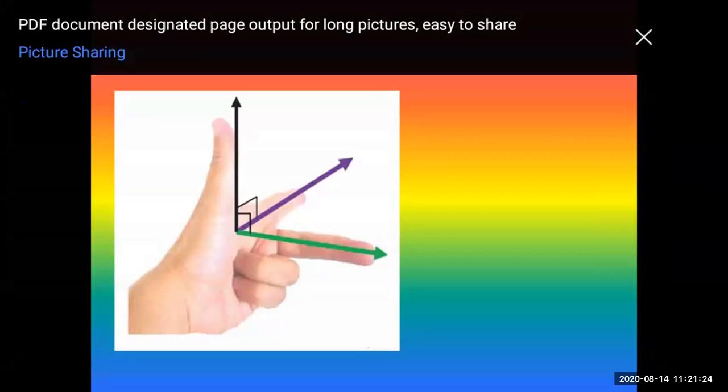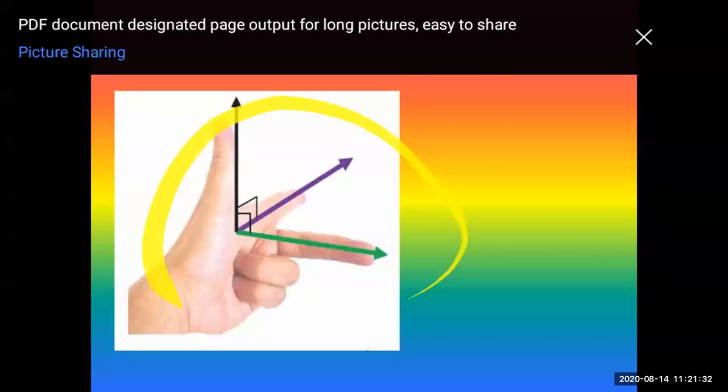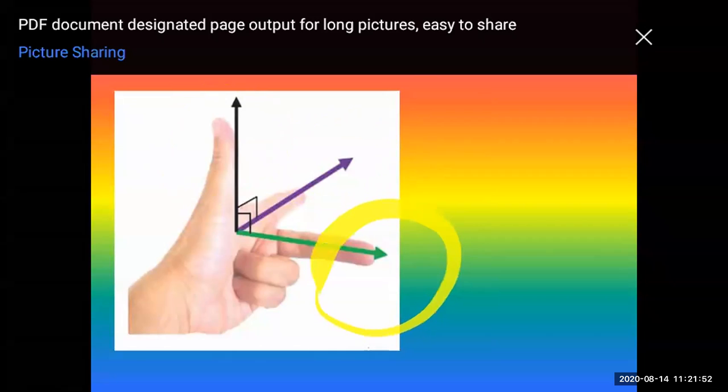What you have to do here: stretch the thumb, the index finger and the middle finger of your right hand. Previously it was the left hand. Similarly, you can do it for your right hand in such a way that they are perpendicular to each other. In this position, the thumb indicates the direction of motion of the conductor, the index finger the direction of the magnetic field, and the middle finger shows the direction of the induced current.